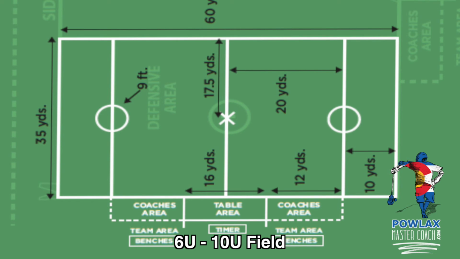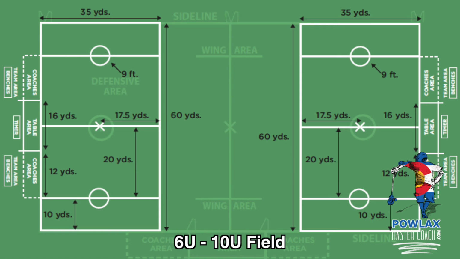The field for the 6U through 10U divisions is much smaller than that of a full-size lacrosse field. It is 60 to 70 yards long and 35 to 45 yards wide. In its smallest form, it can be placed between the restraining line and the end line of a traditional lacrosse field and can allow for a traditional lacrosse field to be repurposed with 2 small fields on one traditional field.